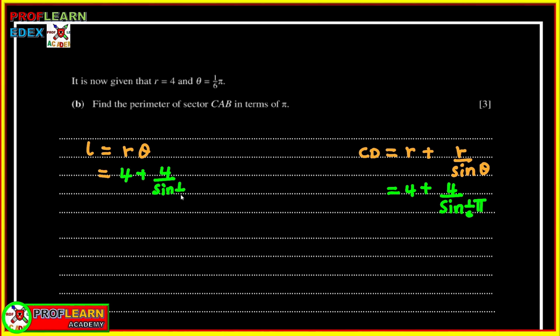Now substituting the value R equals 4, and the angle here, we're going to use 1 over 6 pi times 2. Arc length equals the radius times the angle in radians. So the radius, in that case, is going to be what? Let's just go back to the diagram and see what we have there.